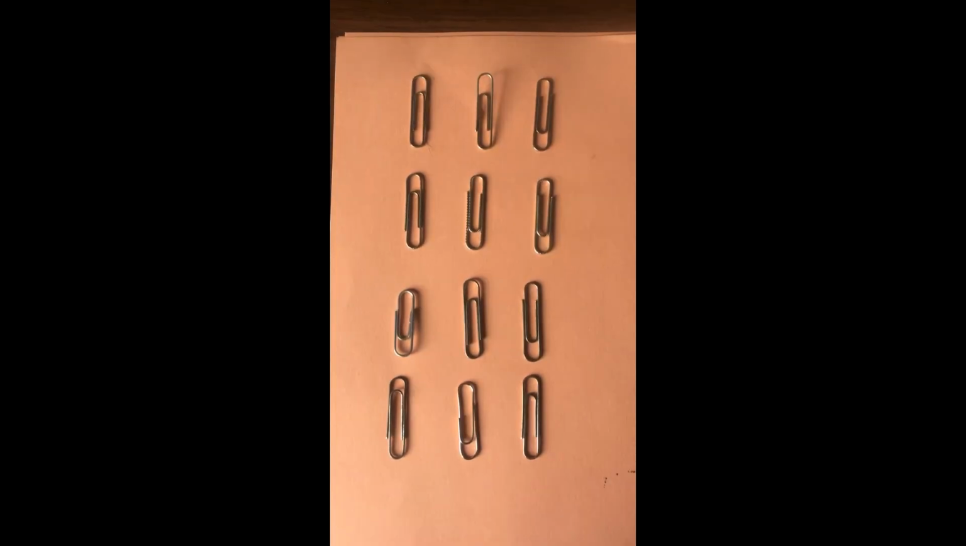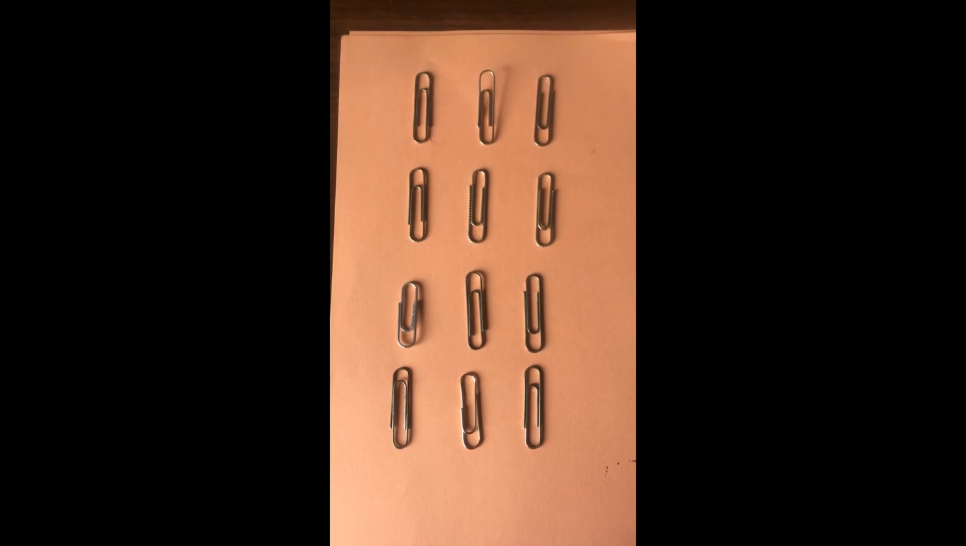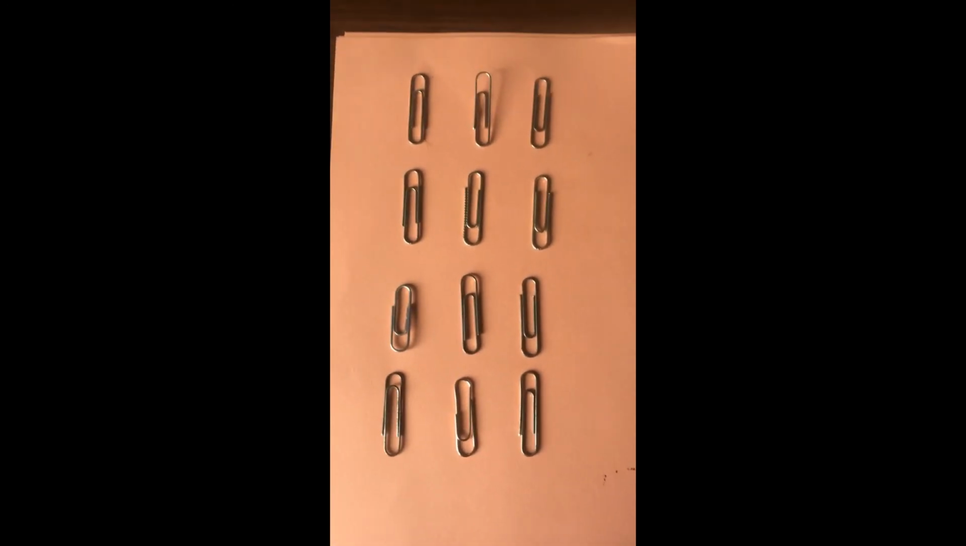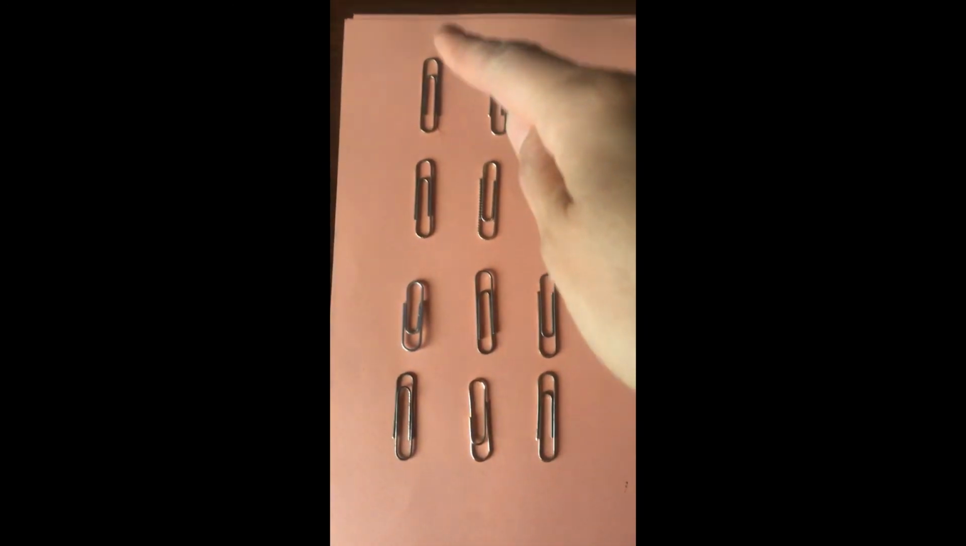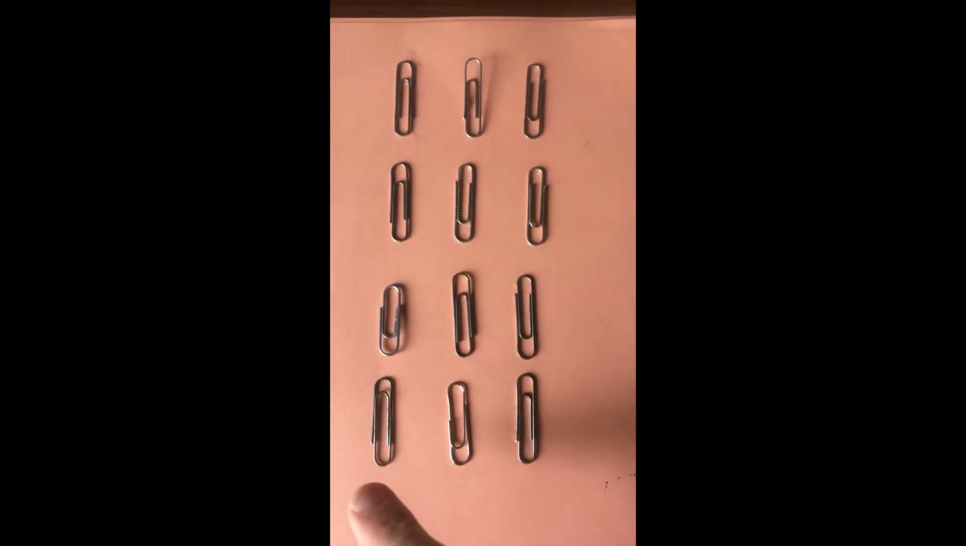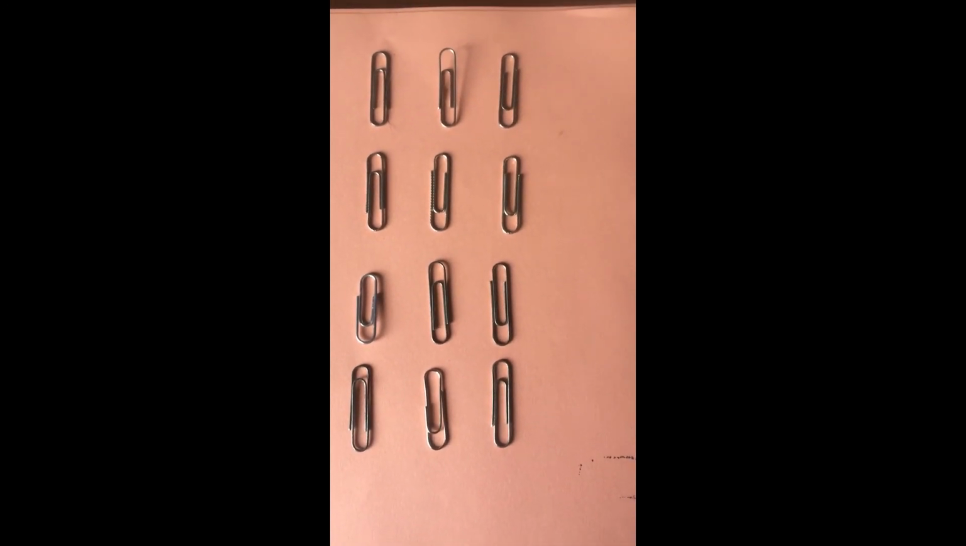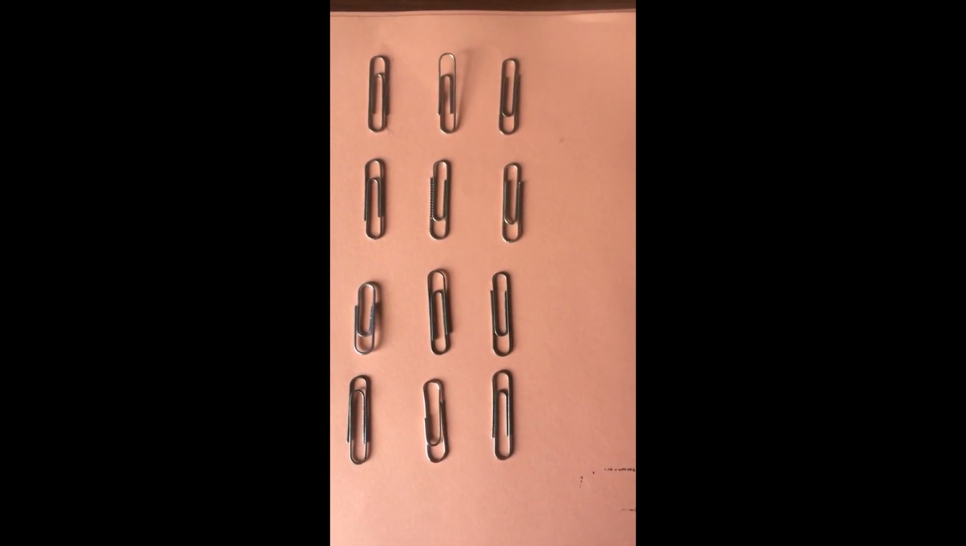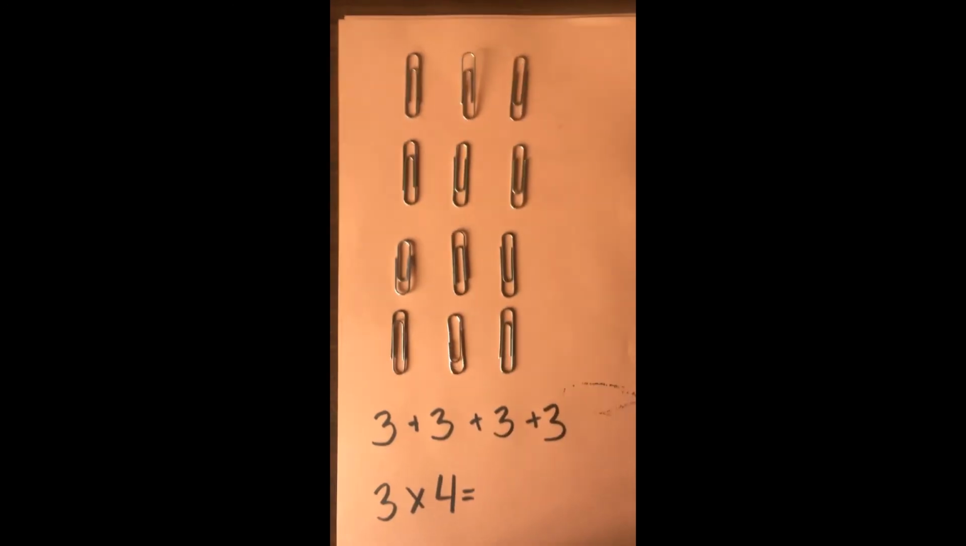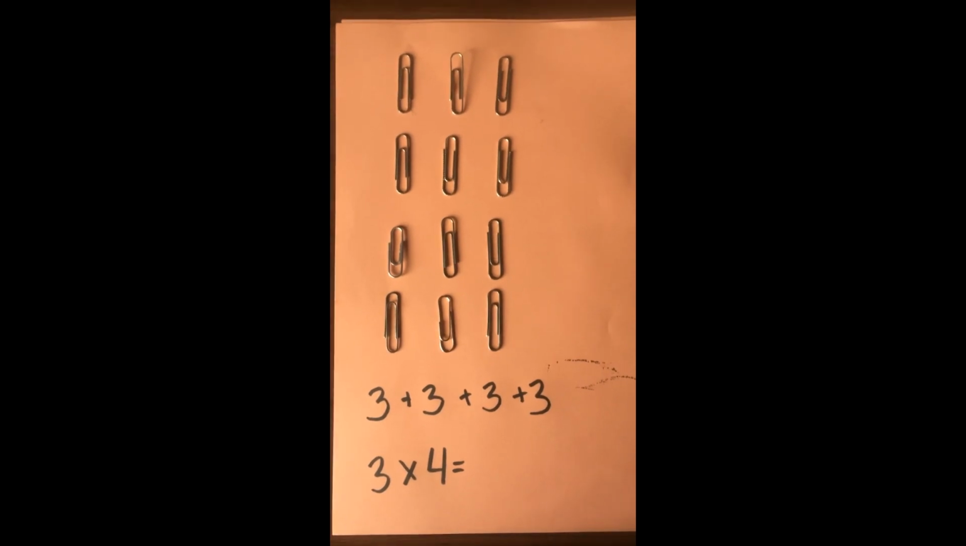Now let's look at an array. This is a good model of what an array would look like. It has rows that go across and columns that go down. Here we have 4 going down and 3 going across. Now I'm going to show you how to write this using repeated addition and then multiplication. This is what it would look like if I were to write this using repeated addition or multiplication.